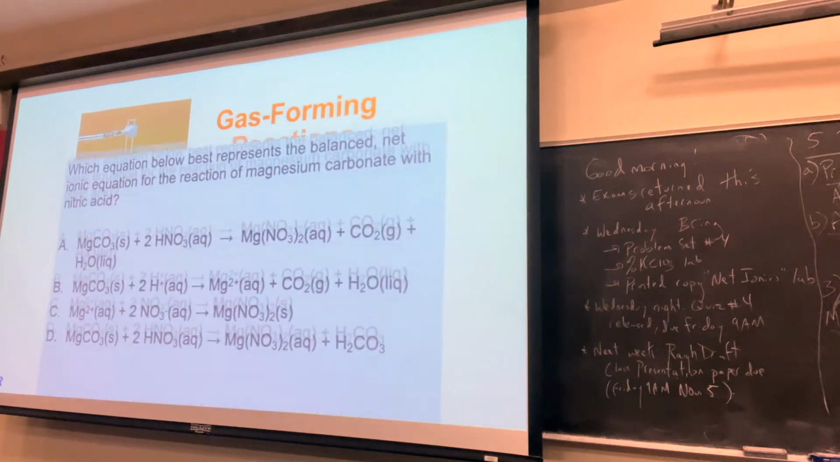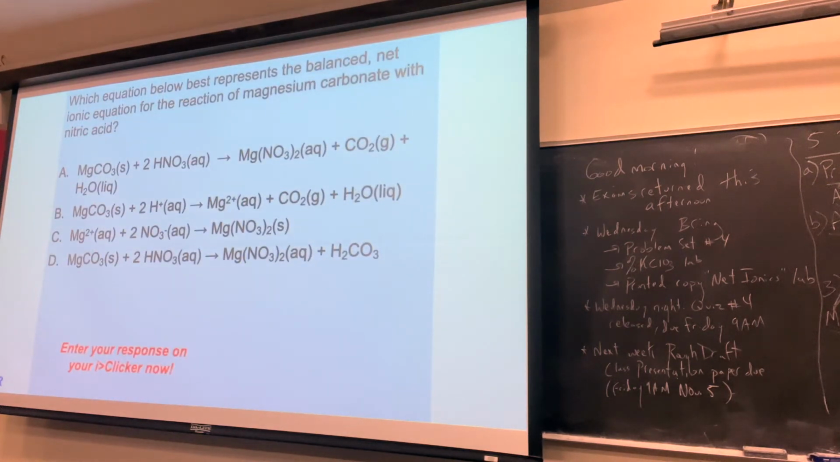Okay. So here's an example question. It says, which equation represents the net ionic equation and balance for the reaction of magnesium carbonate with nitric acid? Now, A right here, if you think about this long enough, A is actually the balanced molecular equation that happens, all right? Magnesium carbonate is MgCO3, and nitric acid is HNO3.